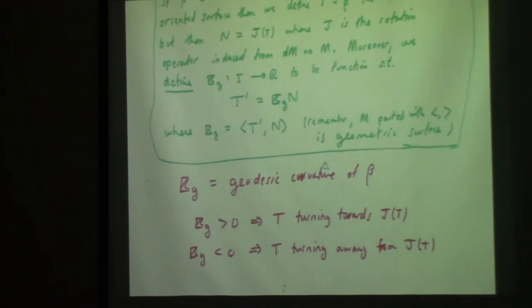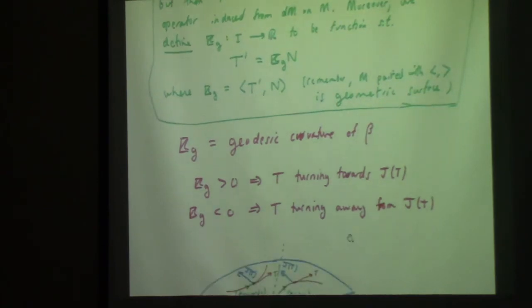When we defined curvature in the Frenet sense, our curvature was necessarily positive. Remember that? The way we defined Frenet curvature earlier in this course, it was necessarily positive. But now the curvature, this is the geodesic curvature, can be positive or negative. It's positive if the tangent is turning towards the rotated tangent. It's negative if the tangent is turning away from the rotated tangent.